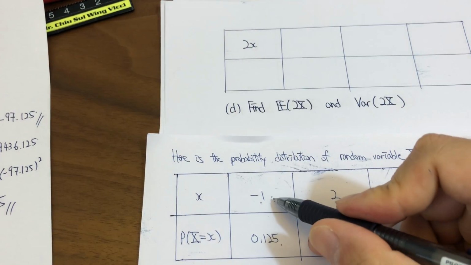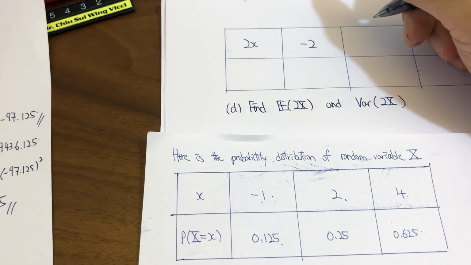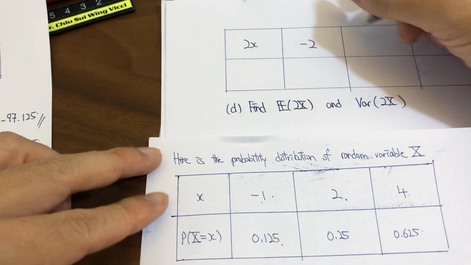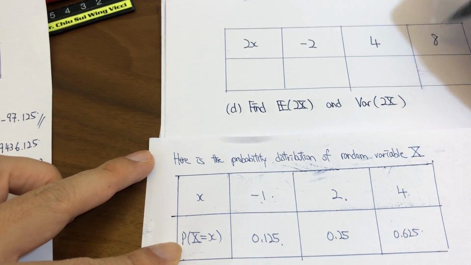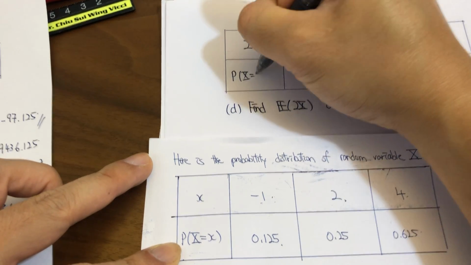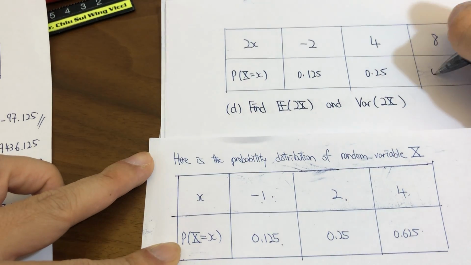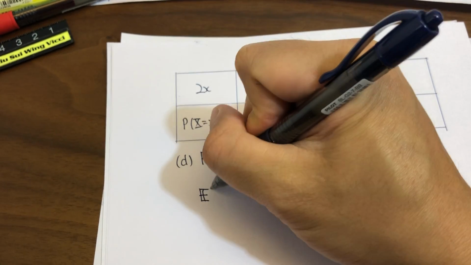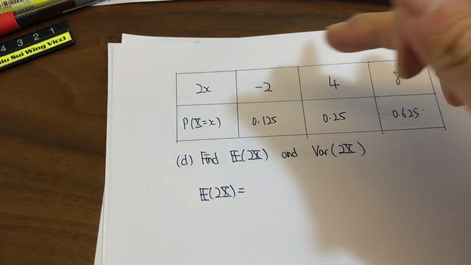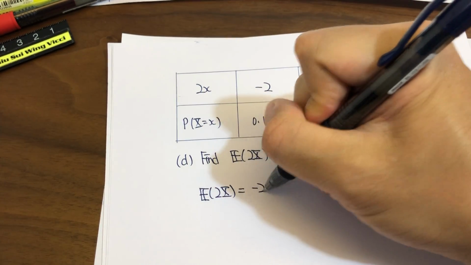When x is -1, 2x is -2, when x is 2, 2x is 4, and when x is 4, 2x is 8. The corresponding probabilities remain the same: 0.125, 0.25, and 0.625. Okay, now we can find the expected value. The expected value of 2x is each value of 2x times the corresponding probability.